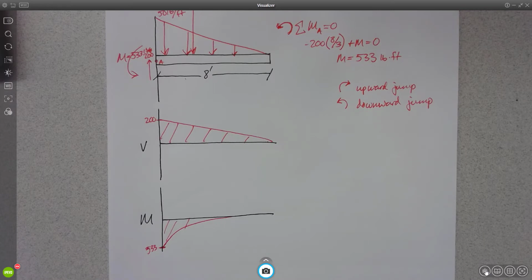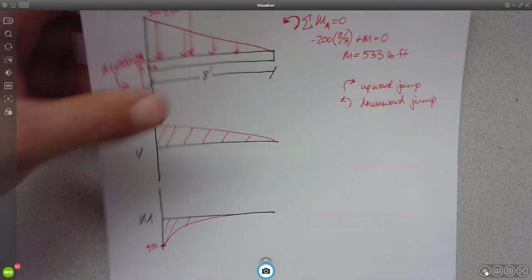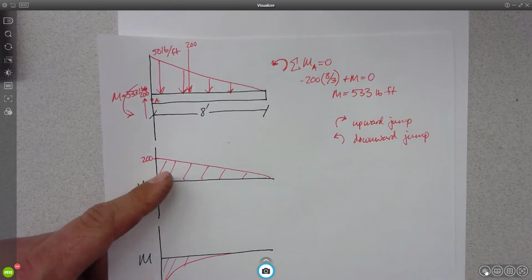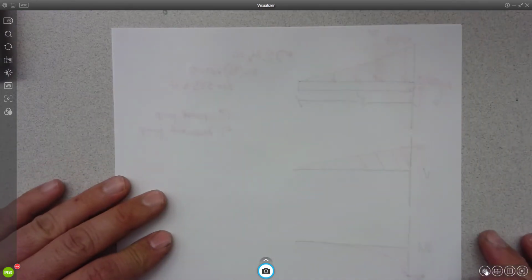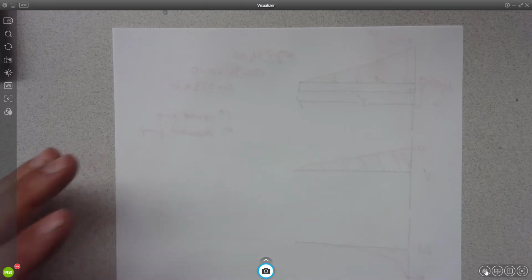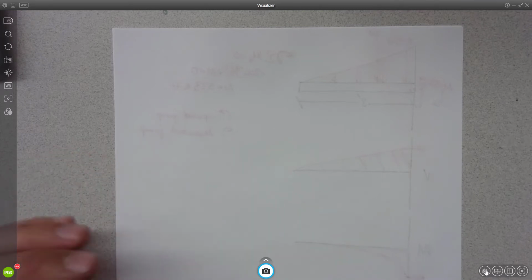Okay. Let's do one more. Because this one didn't make you slice anywhere in the triangle, and I want to make sure you understand how to slice in a triangle. In a triangular distributed load, I want to make sure you know how to slice it. I'm going to make sure you know how to slice a triangular distributed load by Monday.